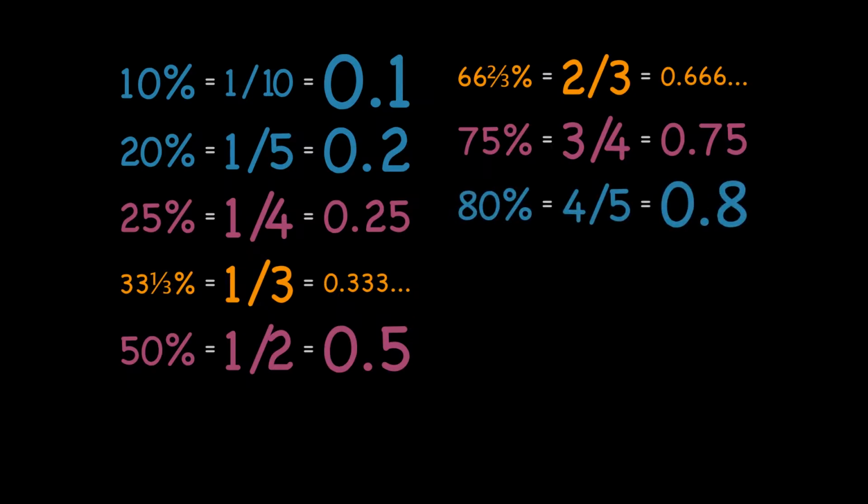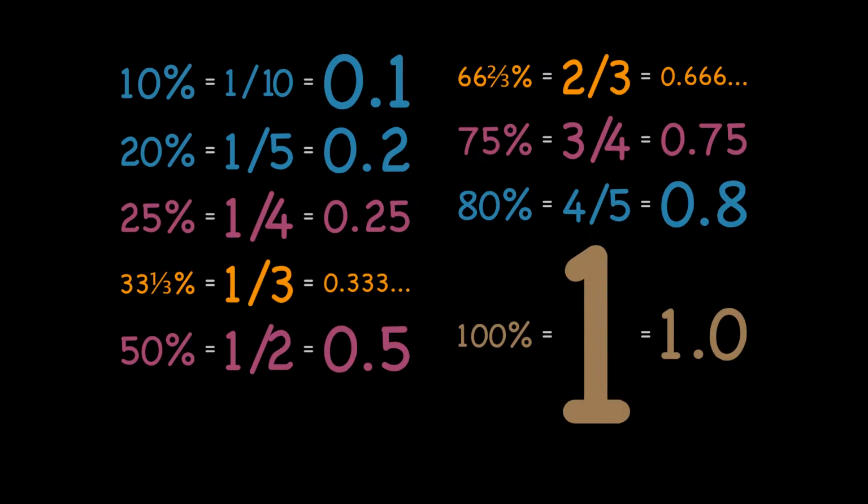80% equals 4/5 equals 0.8. Think of it as 100% minus 20%. 100% equals 1 whole equals 1.0. The complete amount. 125% equals 5/4 equals 1.25. More than 100% means more than the whole thing.